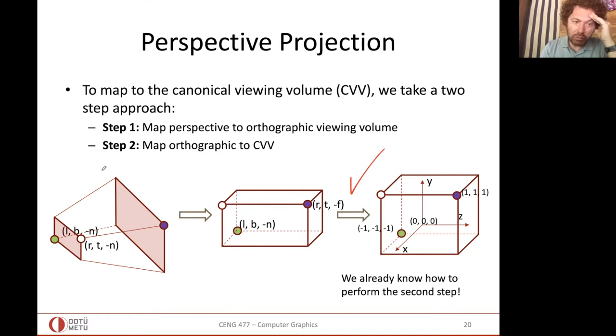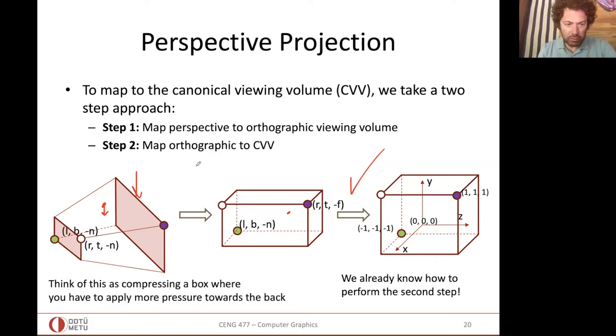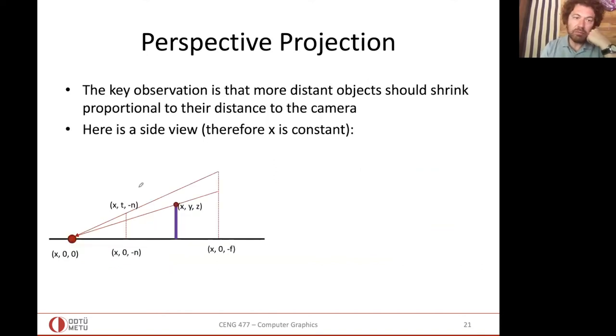So all you have to do is actually to define any arbitrary point in this space in terms of this space. Okay, because as you apply pressure here, this will also move it back a little bit. Everything will be pressurized. So think of it as compressing a box, this box, where you have to apply more pressure at the back. So now let me show you that pressure with more mathematical terms.